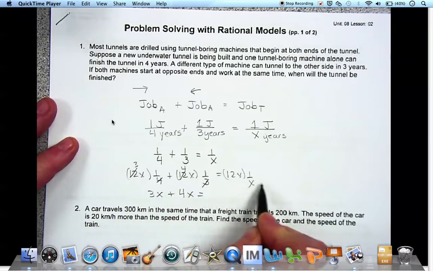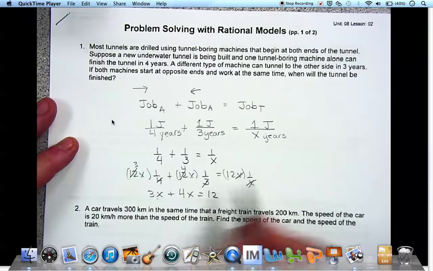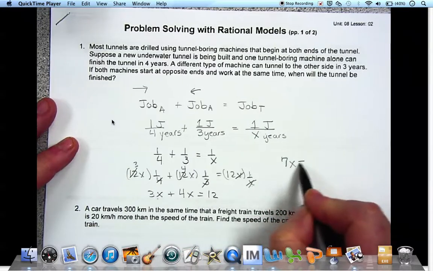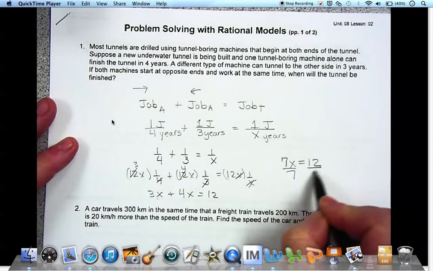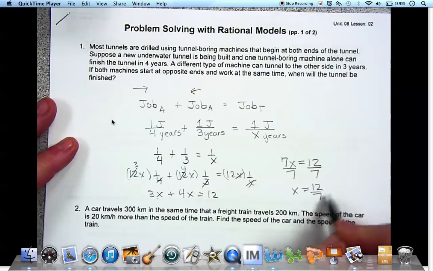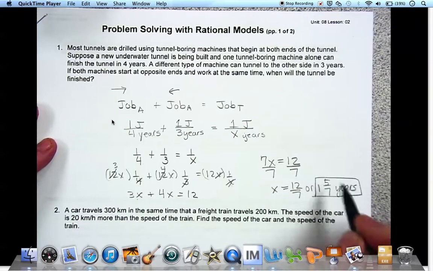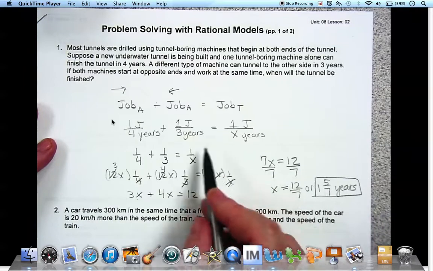4x equals, x is canceled, 12 times 1 is 12. So we get 3x plus 4x, which is 7x, equals 12, divided by 7. And x equals 12 sevenths, or 1 and 5 sevenths years, which makes sense because working together, it should take them less time than working alone.